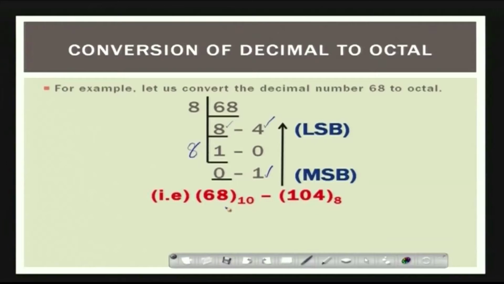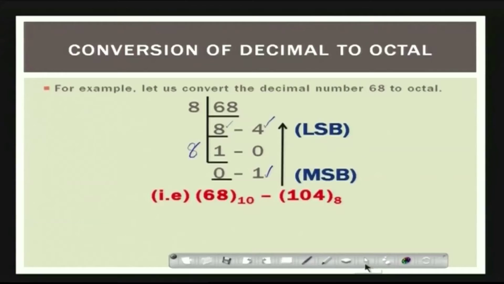So, 68, which is a decimal number, gets converted to 104 when it comes to the octal number system. So, 68, which is a decimal number, is 104 in the octal number system. So, this you will have to remember.